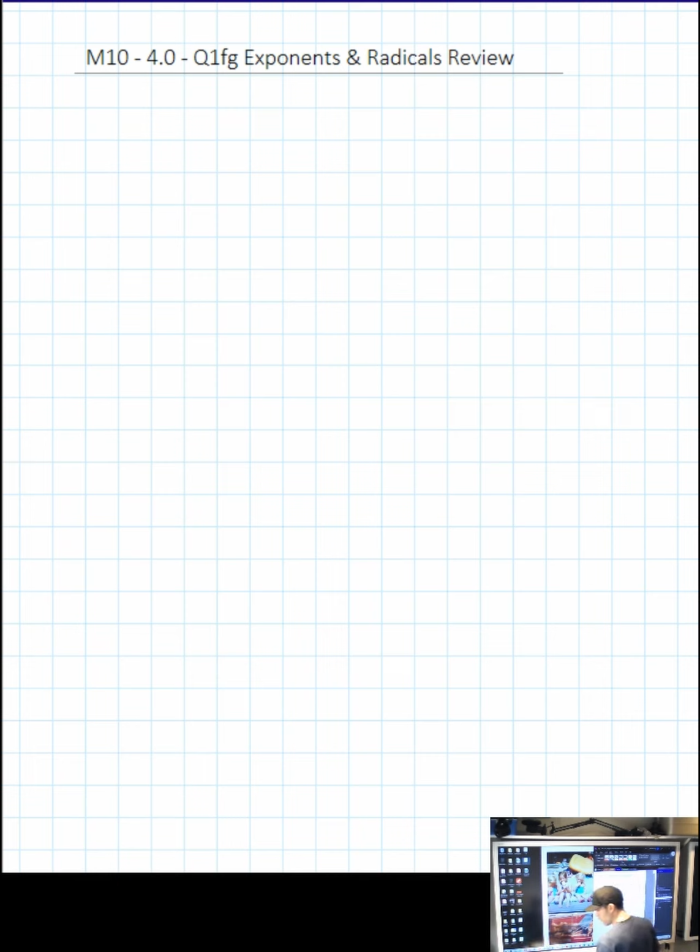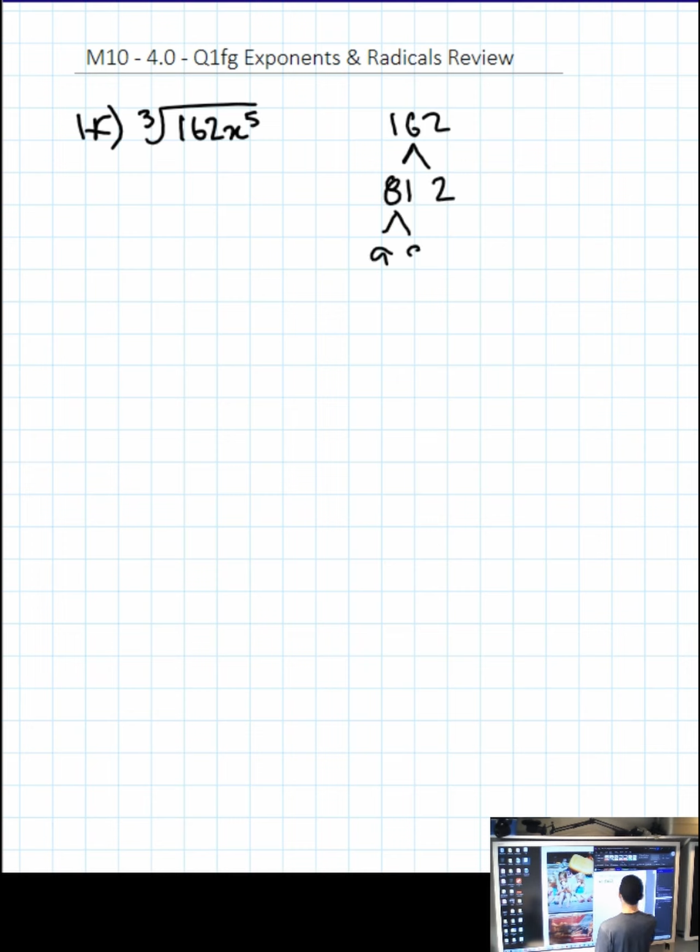Okay, we have 1f. This is going to be the cube root of 162x to the 5. If I take 162 off to the right and do a prime factorization, I can start off with 81 times 2, and 9 times 9, and 3 times 3 and 3 times 3. And we know x to the 5 is simply x times x times x times x times x.